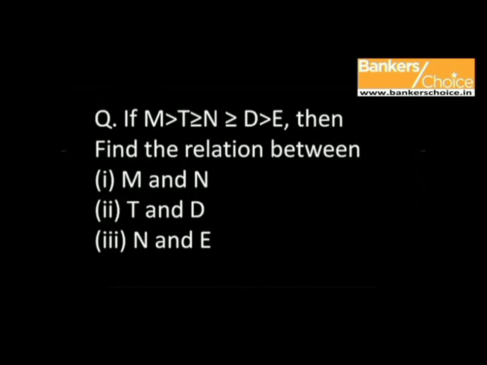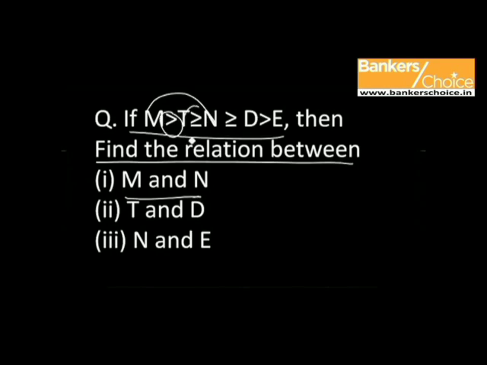Let us take a question based on the given statement. If the inequation is given as follows, then we need to find out the relationship between the following: M and N. Now, if you see, the different inequalities between M and N are greater than and greater than or equal to. And if you find out the common part between them, it is greater than. So the relationship between M and N is greater than.